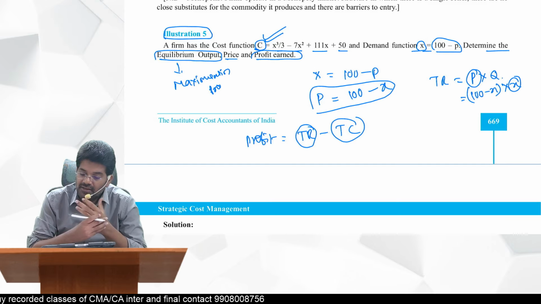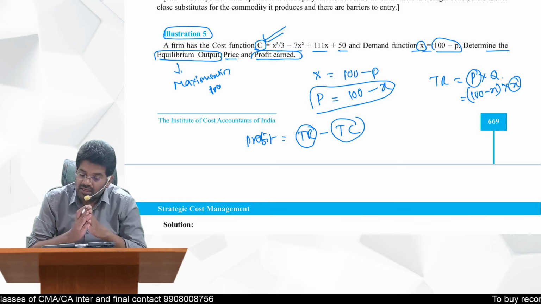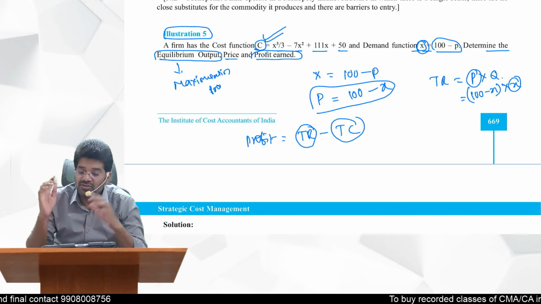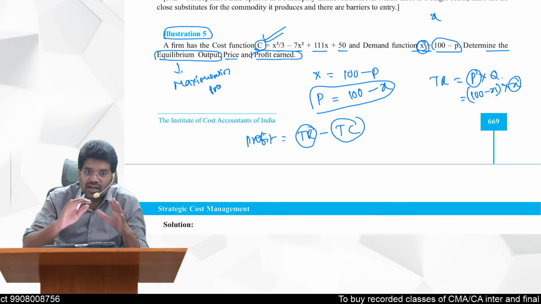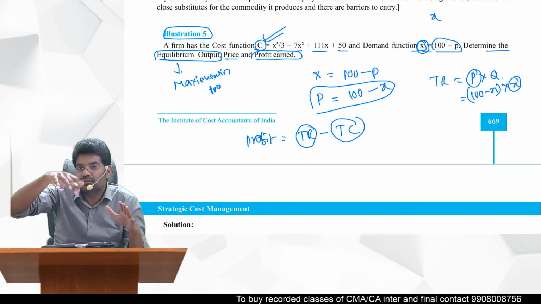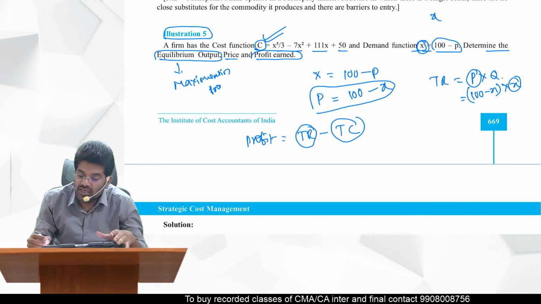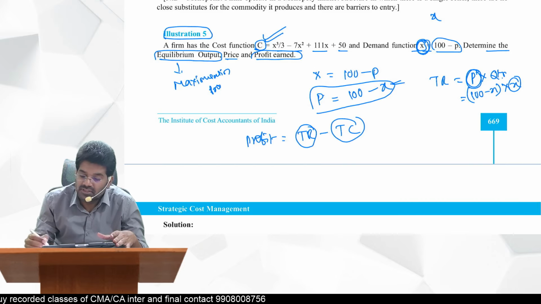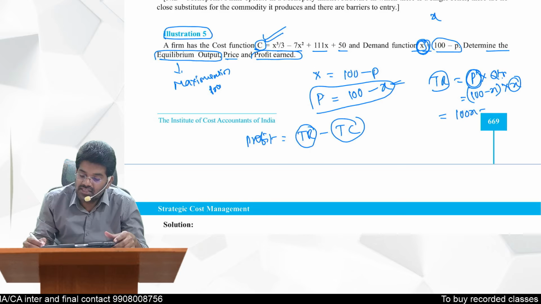Because already x represents quantity, no? So I am taking this quantity only. Let quantity be quantity only. Let us not take again 100 minus p, because if I substitute there, again in terms of p I will get. So in place of price, we will substitute this equation 100 minus x and let quantity be x only. Then in terms of x only, our total revenue will be 100x minus x square.